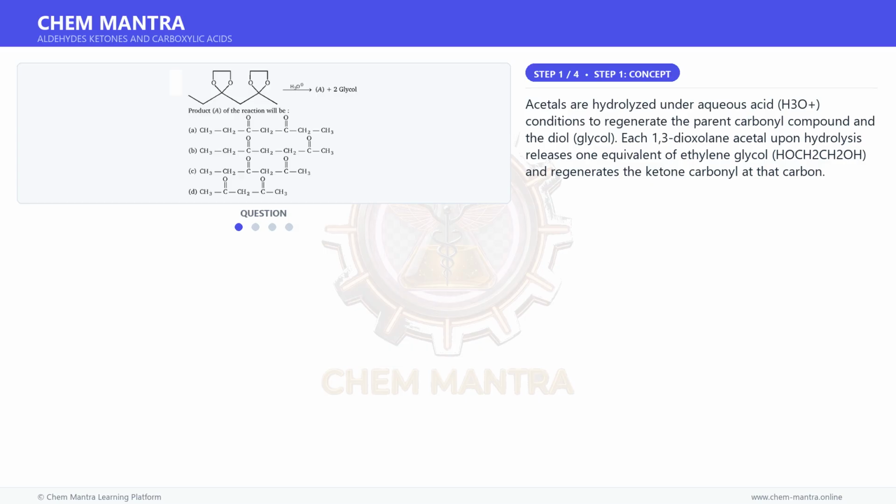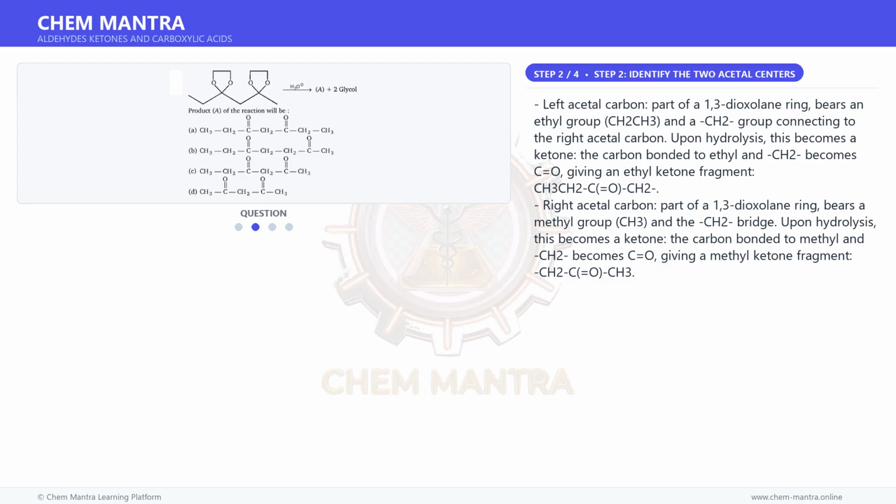Acetals are hydrolyzed under aqueous acid, H3O+, conditions to regenerate the parent carbonyl compound and the diol, glycol. Each 1,3-dioxolane acetal upon hydrolysis releases one equivalent of ethylene glycol, HOCH2CH2OH, and regenerates the ketone carbonyl at that carbon. Moving on to the next step.